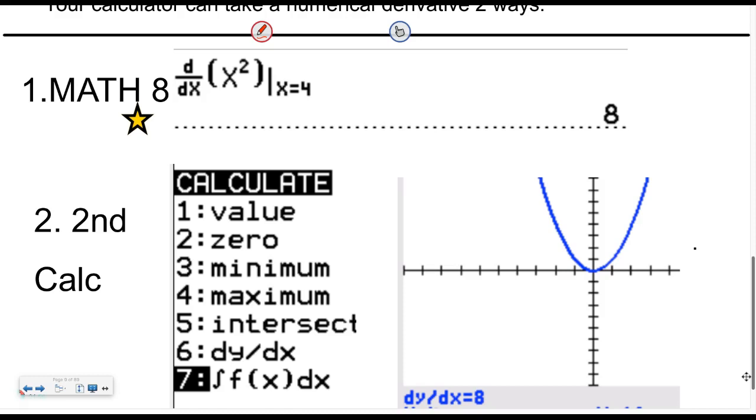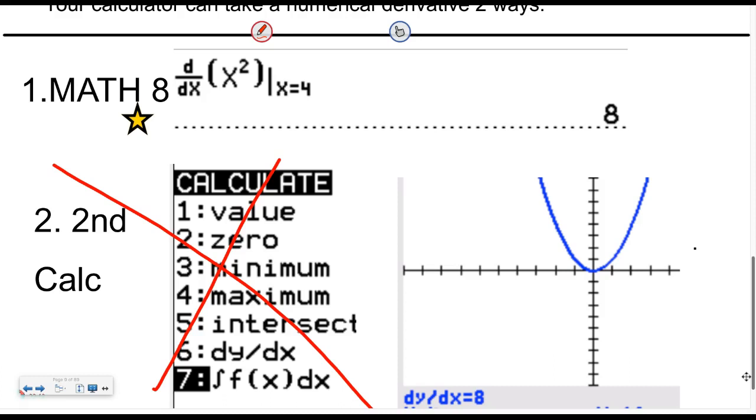So there's 2 ways actually you can do derivatives and integrals, but after teaching this for 6 years now, we never end up using the second way. So no sense teaching you 2 ways when we're going to go to 1 only. And that's going to be to use Math 8. So I want you to hit your Math 8 option.